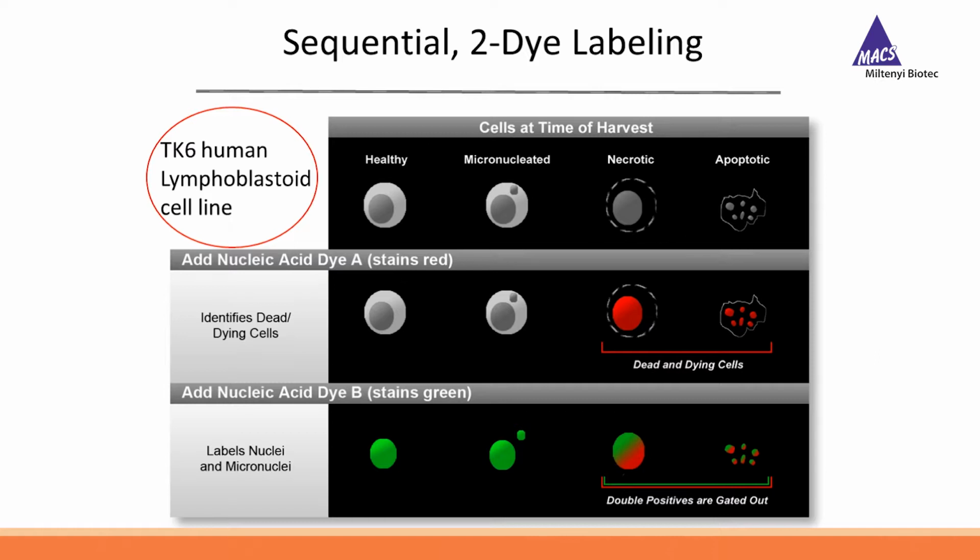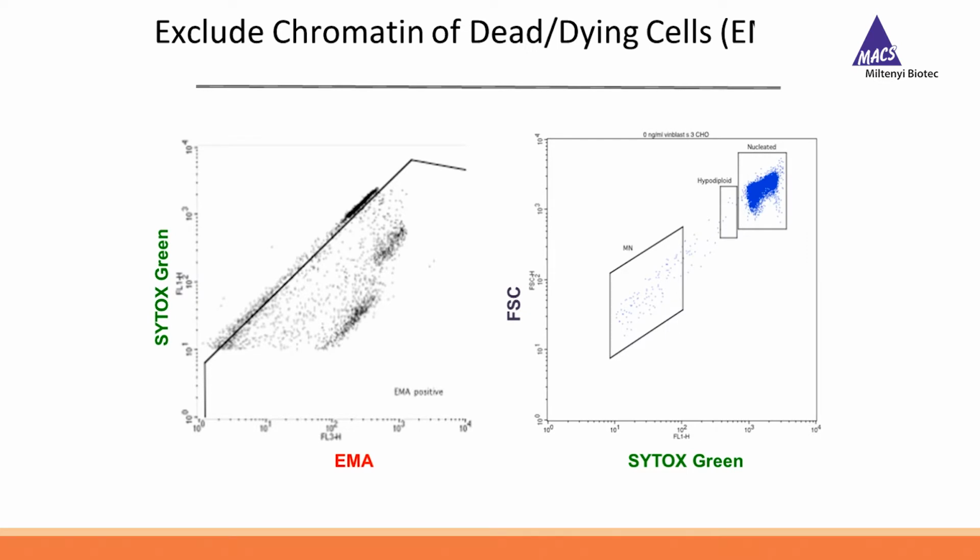Then the next dye that we use is SYTOX Green, and we're adding that at the same time that we're adding a lysis reagent. So we're actually liberating the nuclei from those cells and looking at the nuclei, the micronuclei, and any other cell fragments that are in that cell population. This gets run through the flow cytometer, and I'm going to show you a couple of plots of that next.